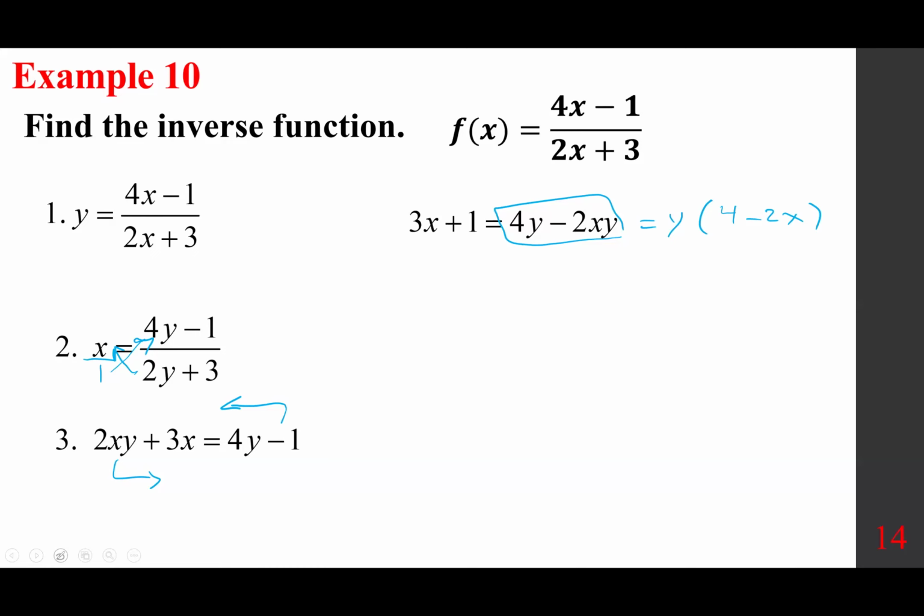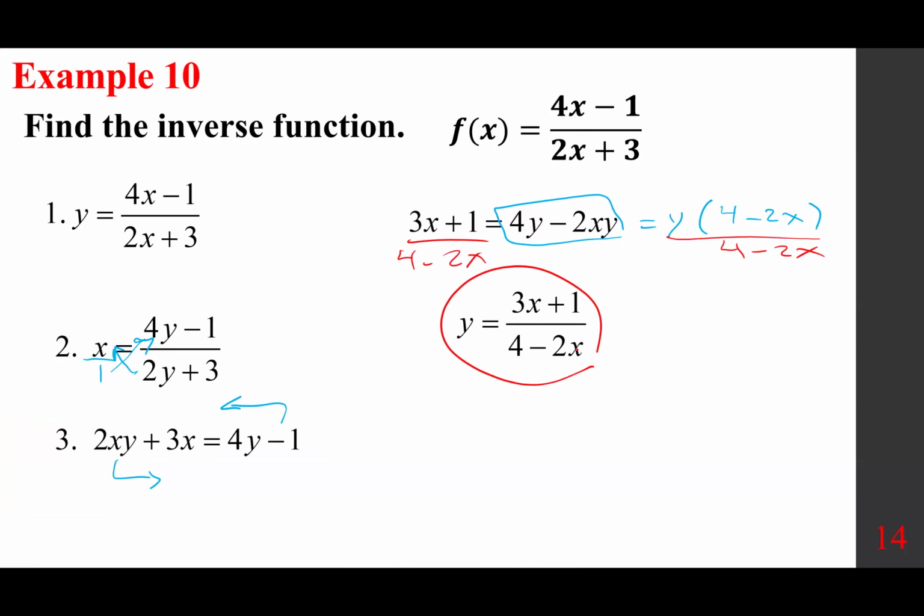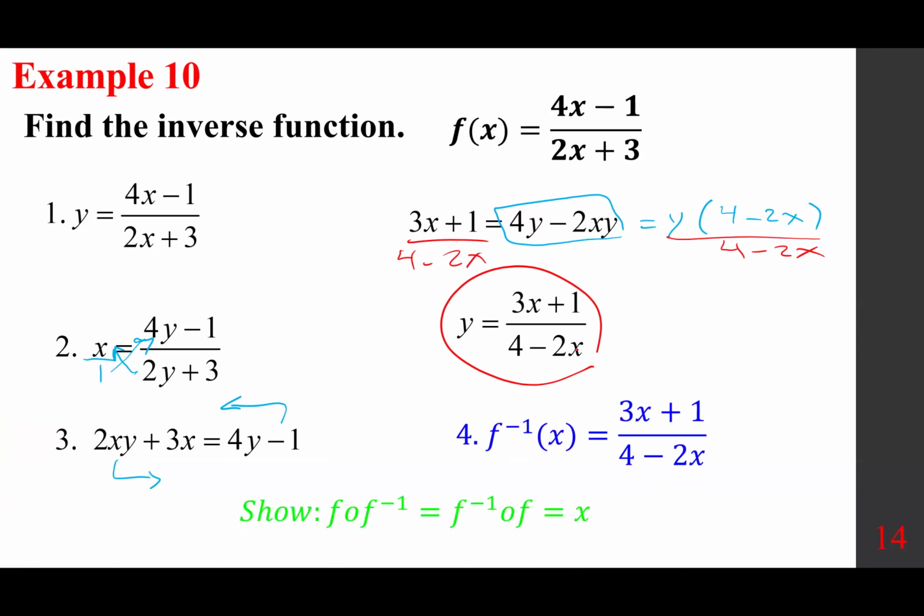And the next step would be to divide by 4 minus 2x. By the way, if there is a common factor of 2 in the numerator when we get here, we have to take it out. Now we give it the name f inverse, that's all. And you really have to work it out and show that f of f inverse equals f inverse of f equals x. You have to show at least one of them.